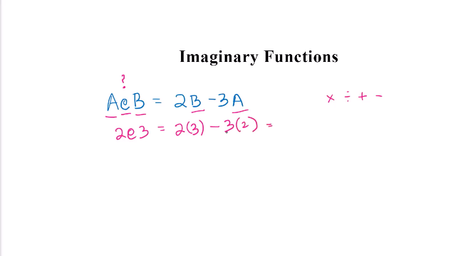This is 6 minus 6, or 0. The answer to 2 at 3 is 0. That's how we deal with imaginary functions. We essentially create the definition right there, and we use it to evaluate whatever values we are given for the variables. So let's try something else.